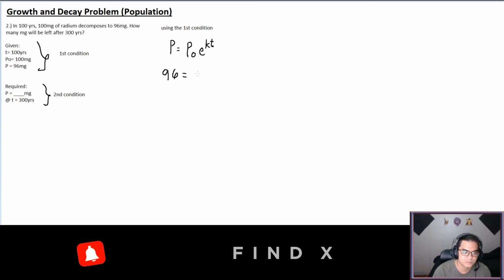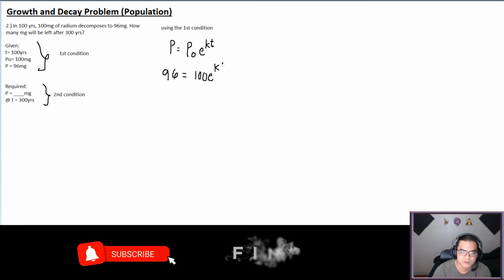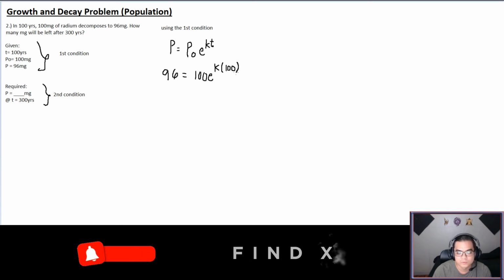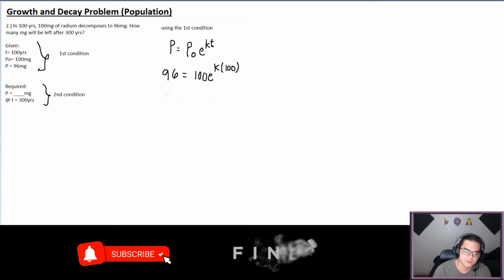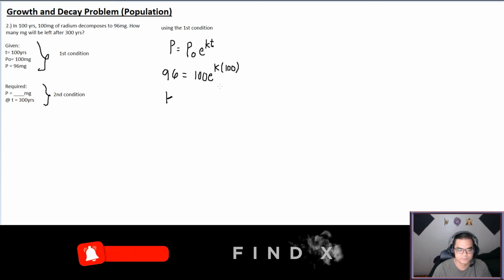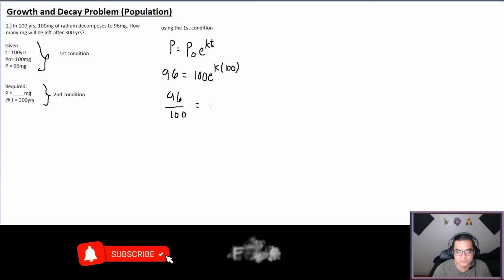96 equal to your P0 is 100, e raised to k times t, which is 100. Okay, so now we can find the value of k. Finding the value of k, you'll have 96, and this 100 must go down, right? So this is 96 over 100 equal to e raised to k times 100.